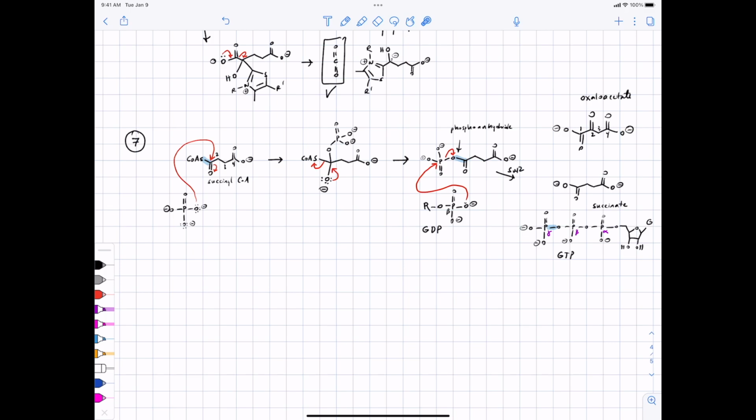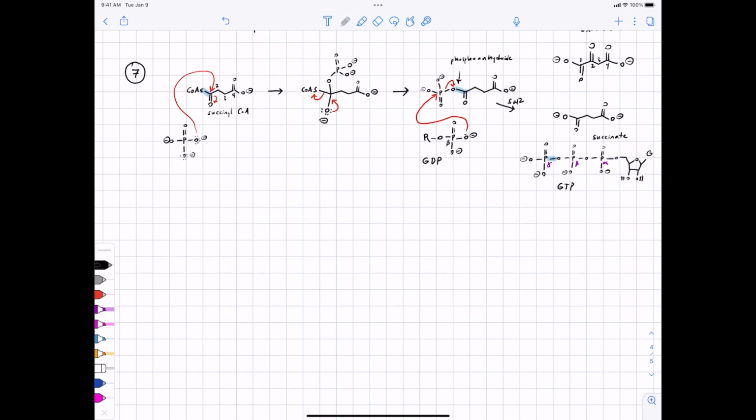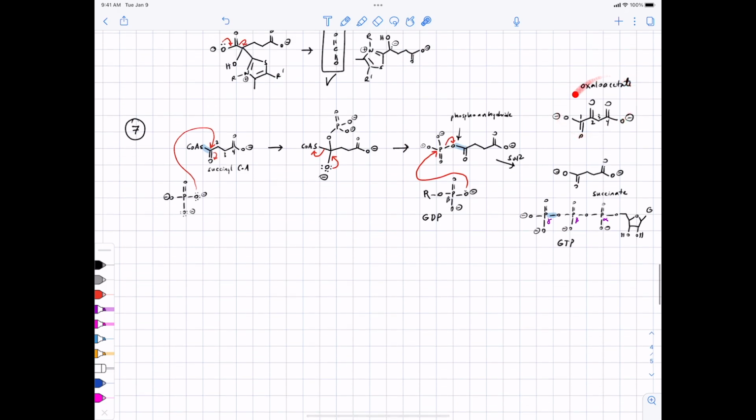All right. So we're almost there. Steps 8 through 10 are all now about putting the correct functional groups in the right spot so we can have oxaloacetate instead of succinate.